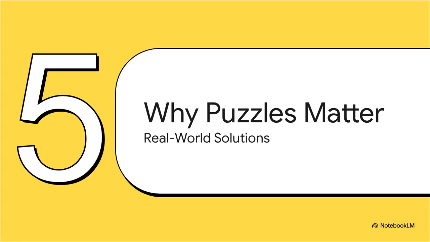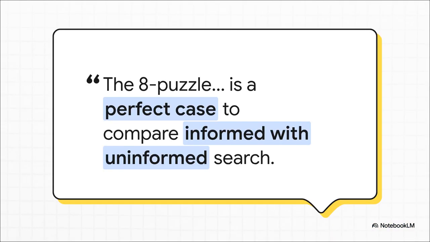Okay, so this isn't just about winning a little sliding puzzle game. This core concept of using an intelligent guess to cut through massive complexity is at the very heart of technologies we rely on every single day. And that's exactly why the 8 puzzle is such a classic in AI. As this paper points out, it is the perfect stripped-down case to show the monumental power of searching with a hunch versus just searching blind.